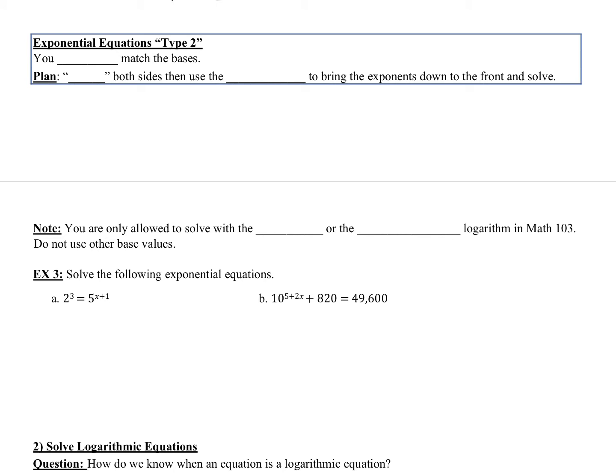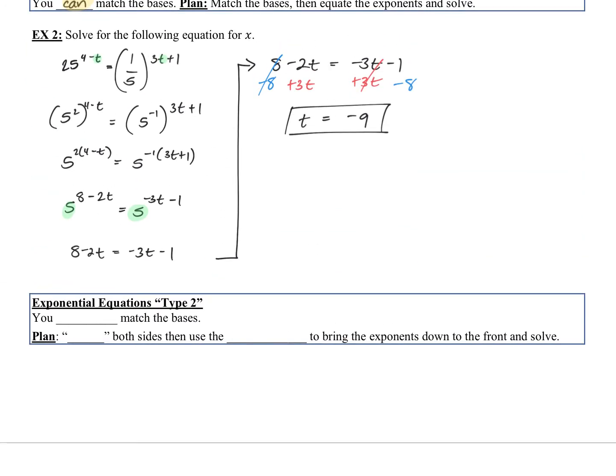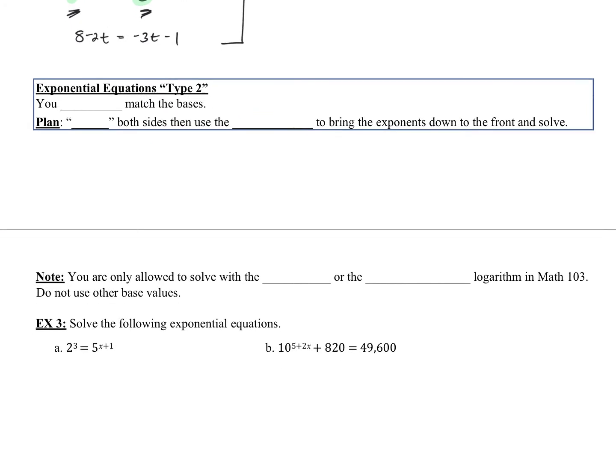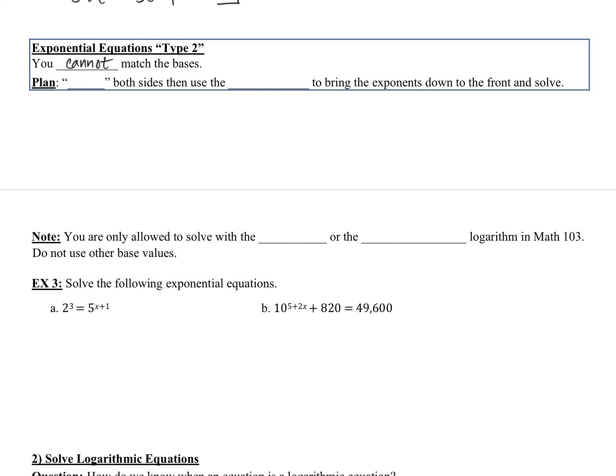So for type 1, remember we could match the bases, like we did with this problem here, we made them both into 5s, right there and right there. For exponential equations type 2, the problem is we cannot match the bases. Well, then what's our plan going to be? The plan is going to be you're going to log both sides.